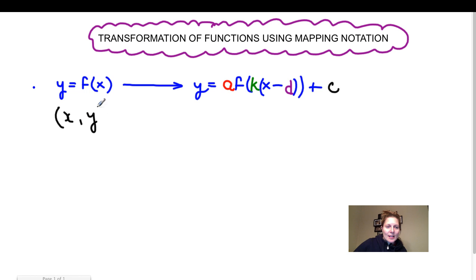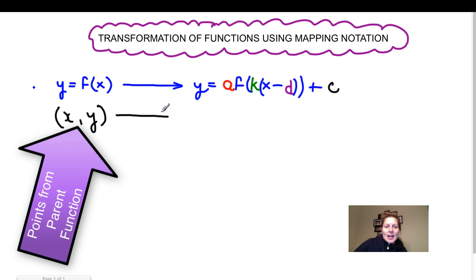Okay, so all of our basic functions are going to have points on them, x, y points that exist in the original function. And they are going to be transformed. They're going to be changed into new points based on mapping notation. And mapping notation always works in the same way. You take all your x values from your original function, divide them by whatever the k was, and then you subtract whatever the d value was, and that's going to be all your new x values. And then you take all your y values, multiply them by a, and then add c.